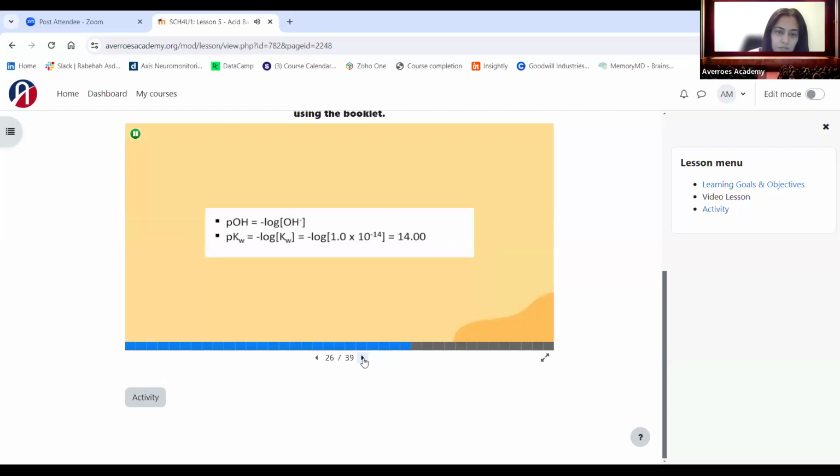And we get that 14 because our pKw, which we can say is equal to the negative log of Kw, which we know is 1.0 times 10 to the negative 14. When we take the negative log of that, we get 14. So our pOH plus our pH is equal to 14.